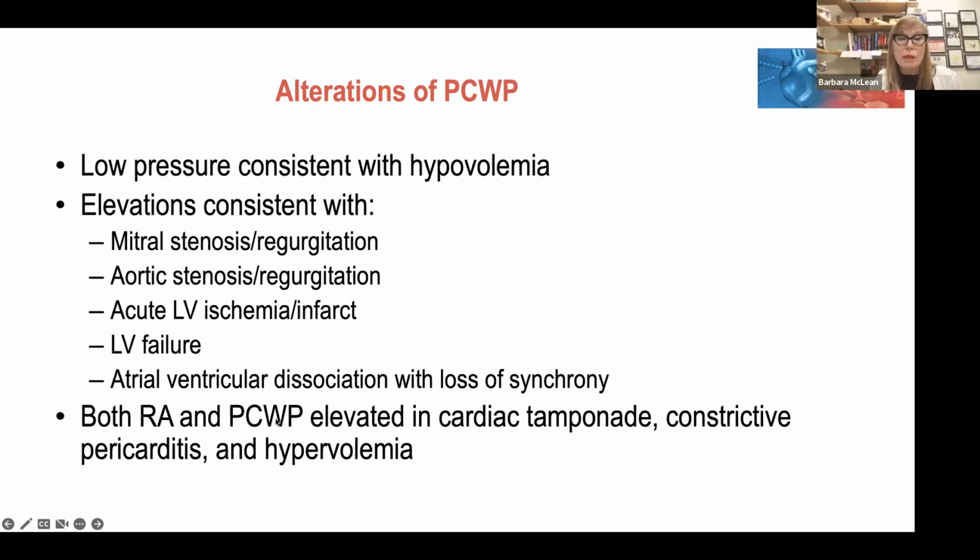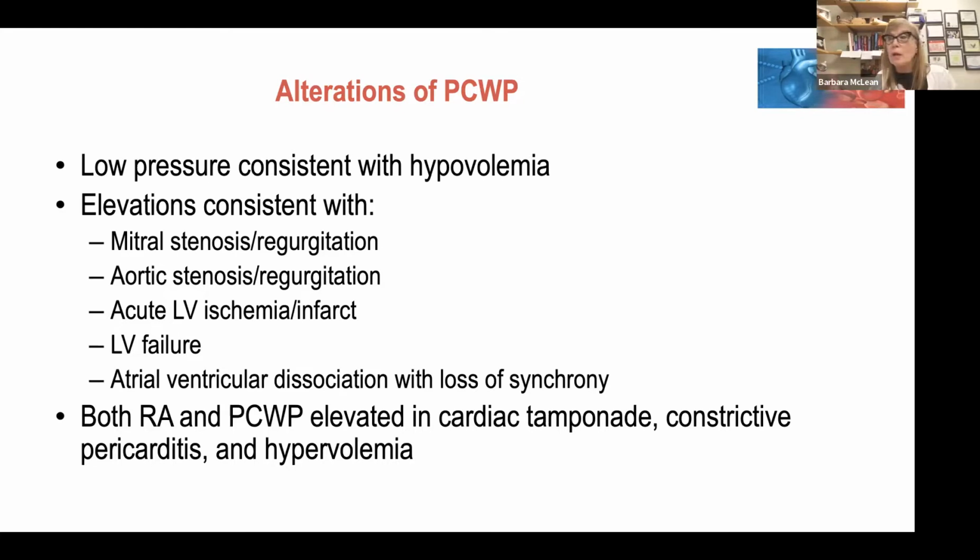RA pressure, CVP, and wedge pressure are both elevated in tamponade, constrictive pericarditis, and in profound volume overload. They'll both be elevated. But in cardiac tamponade, so really important for people taking care of cardiac surgical patients, RA and CVP, RA and wedge pressure are equally elevated. They don't look any different from the other. In tamponade, because now you have one big dysfunctional chamber. So that's one of the most telling signs of cardiac tamponade that we can see.